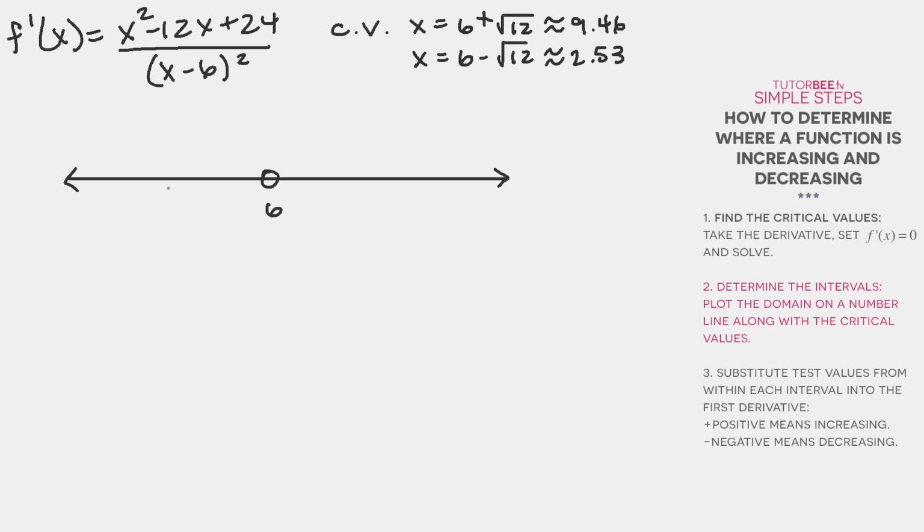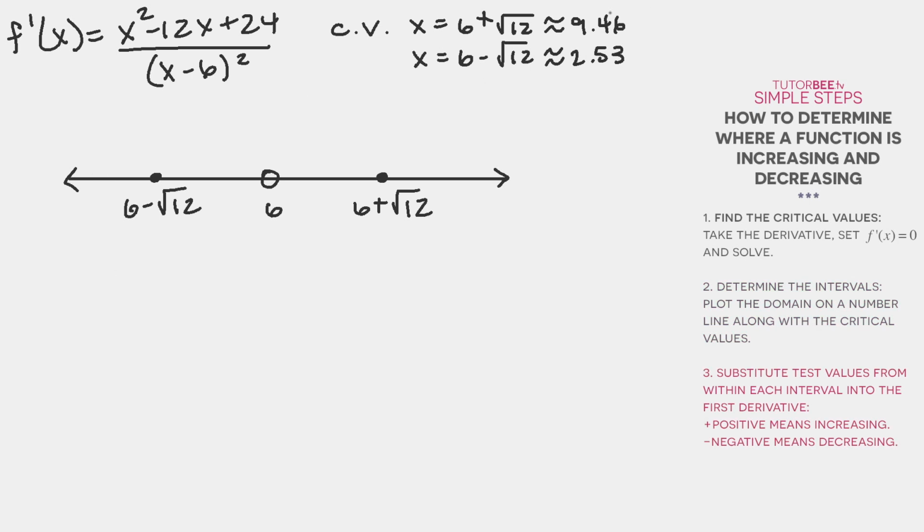And then for our critical values, we have 6 minus root 12, which is over here, because we figured out what it was as a decimal. And then 6 plus root 12 is about 9.46, so it's off to the right. Okay, so we can see our intervals. We have 4 of them here, right?